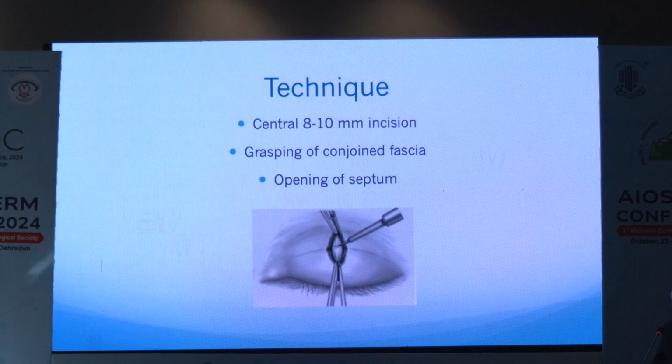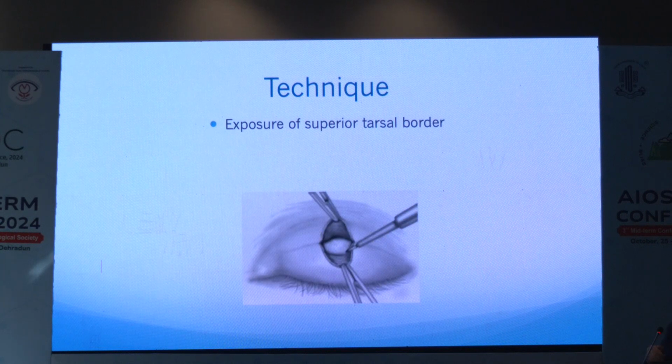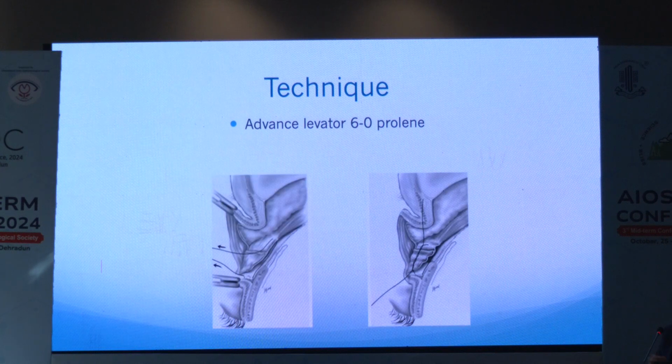Once this central incision is made, the conjoined tendon that we talked about earlier is opened, and then the septum is opened, the levator is identified, and then we will expose the upper tarsal border, and we will place a central suture to adjust the contour and level. So this often is adequate for the entire ptosis repair as a central suture. Occasionally, if you need to, you can open up the incision slightly and put an additional suture in.